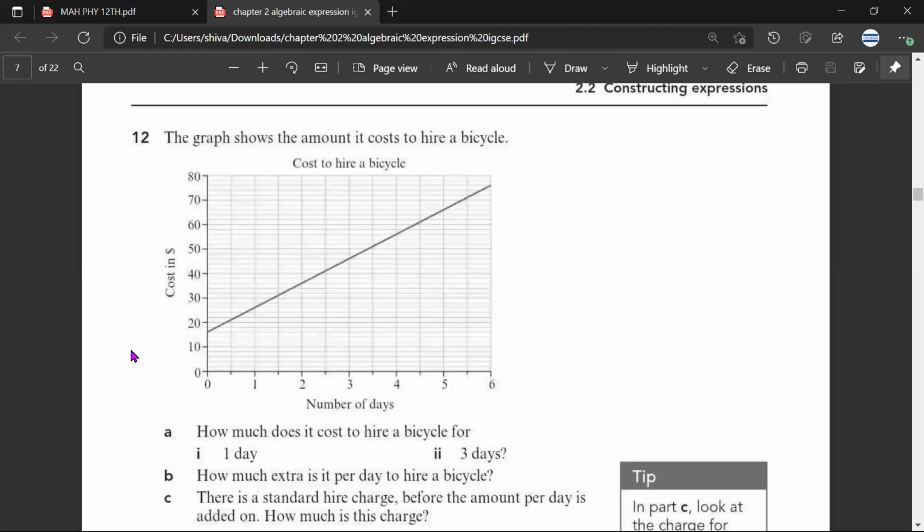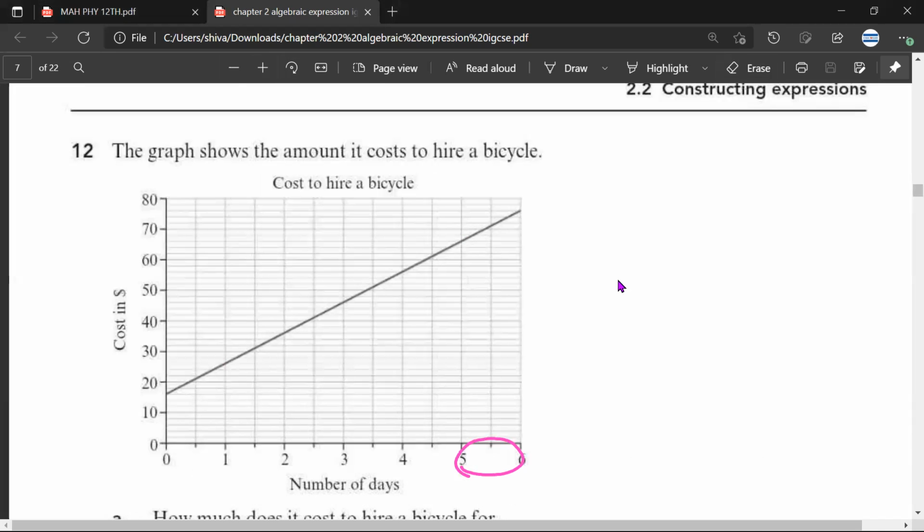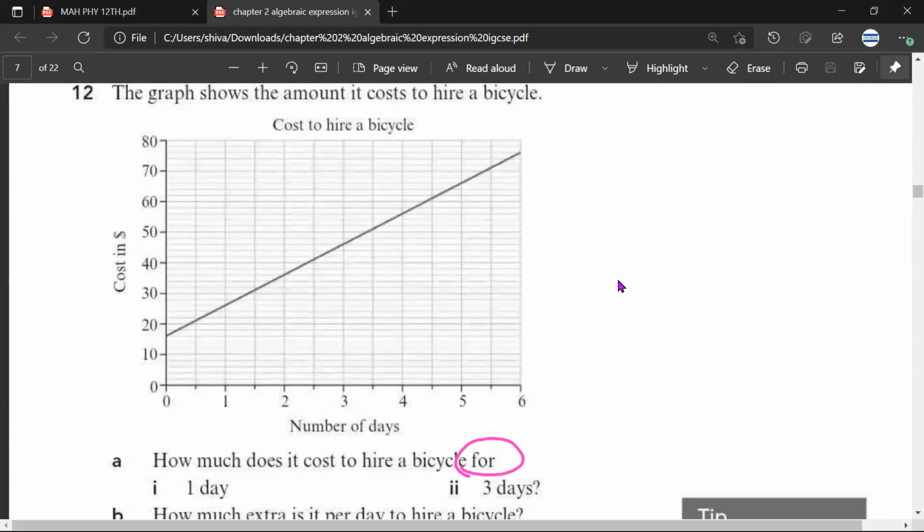So for 3 days, Mr. Sarthak, what would be the cost? Mr. Araman? Yeah, Sarthak. So for 3 days, it will be $46. Mr. Araman, is it correct? Yes, sir. $46. Okay.